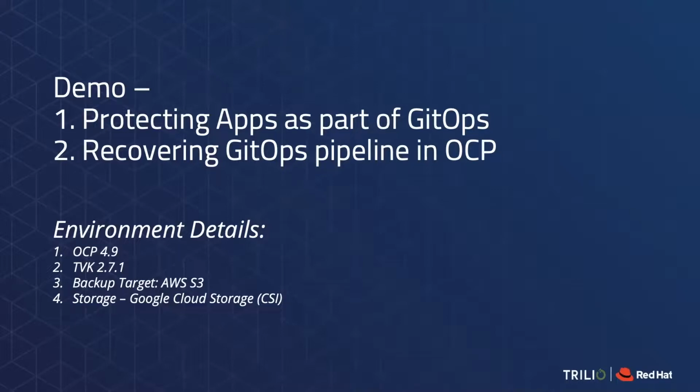As part of the environment that we're going to be using, we're going to be running this on an OpenShift 4.9 cluster. We're going to be using TVK 2.7.1. From a backup repository perspective, that's going to be AWS S3. And then for storage, the cluster is actually running on Google Cloud, so we're using the Google Cloud Storage CSI driver.